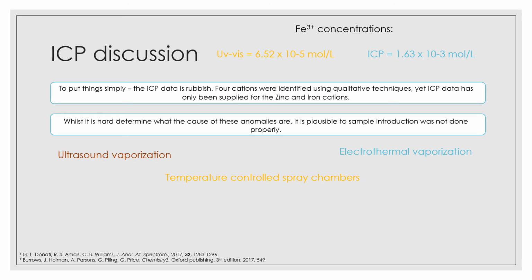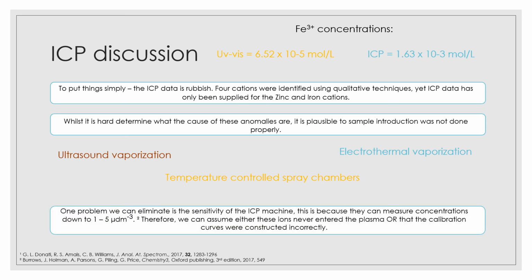The one difficulty with this is we know that if all of the sample entered the machine we would almost definitely see a signal for all 4 of the cations. This is because the ICP can measure concentrations all the way down to 1 to 5 micrograms per liter, which is an extremely small concentration.